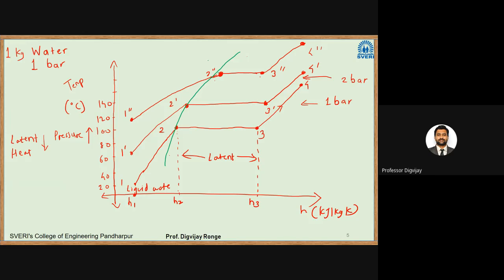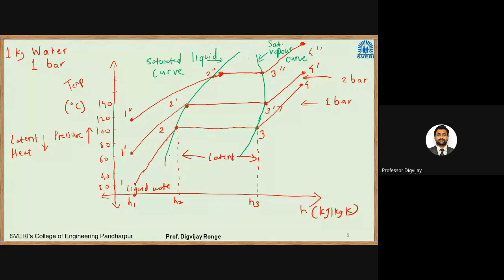So if I join all these saturated liquid points, I will get a curve. This curve we call the saturated liquid curve. Again, if I join these saturated vapor points, I will get another curve. It will be like this, and it will come downwards. This will be called the saturated vapor curve. So just quickly I will write here, saturated vapor curve.